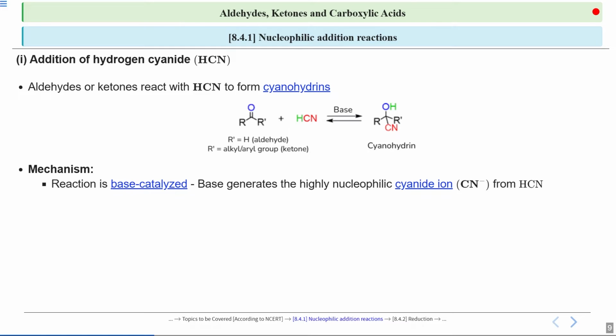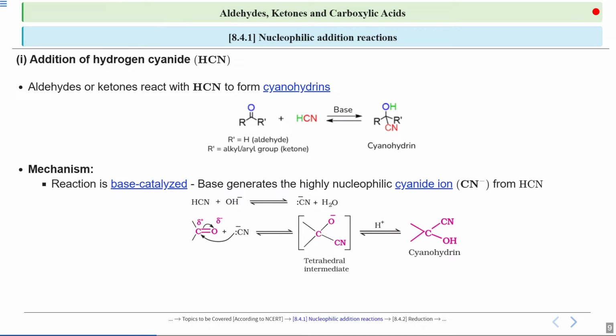The mechanism of this reaction is base catalyzed. If I talk about the nature of HCN, then HCN is a weak acid. This means a base can help speed up the reaction by generating a cyanide ion, which is CN minus. So a base helps you generate the cyanide ion from HCN. Now look at this reaction. First, you see that when HCN reacts with the base, you get a cyanide ion, which is CN minus, plus water is released. Now, the cyanide ion is highly nucleophilic.